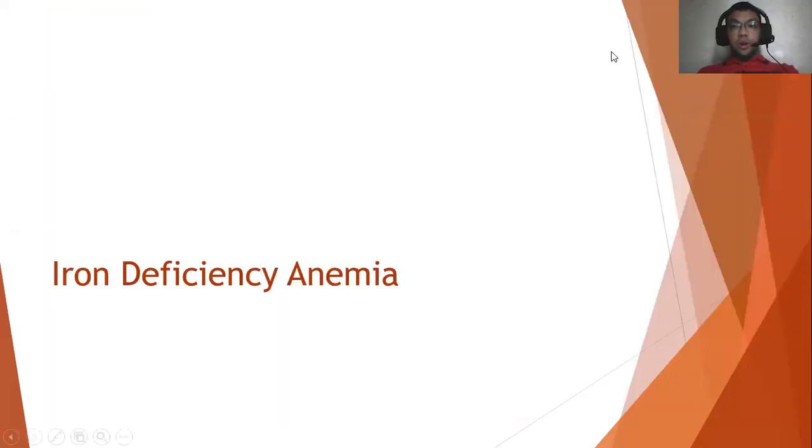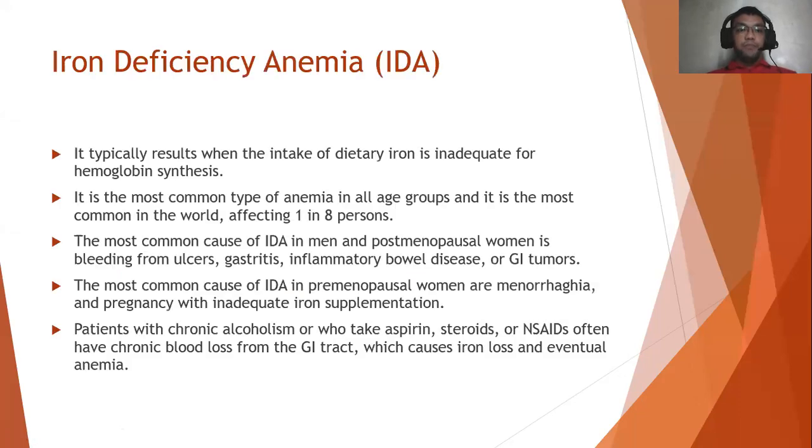So next, we'll go now to the different diseases. Blood disorders. I'm sure you've heard of this before, iron deficiency anemia. So what is it? It typically results when the intake of dietary iron is inadequate for hemoglobin synthesis. So it's the most common type of anemia in all age groups and is the most common in the world, affecting 1 in 8 persons.